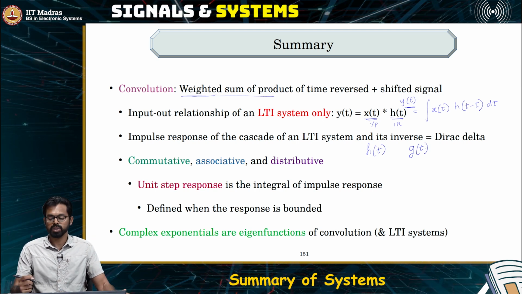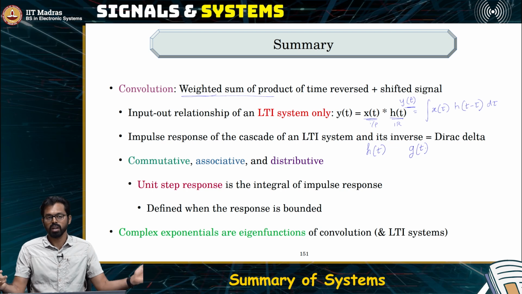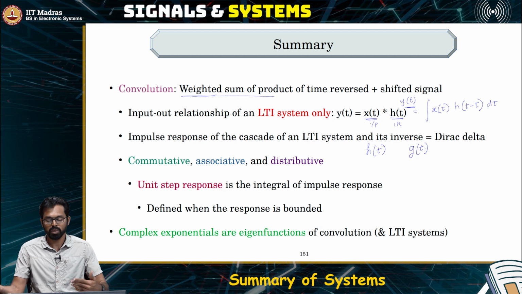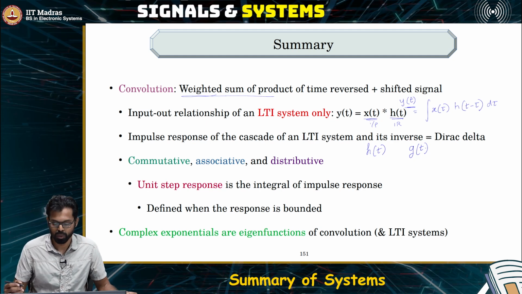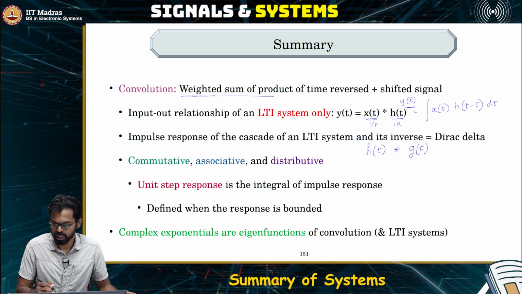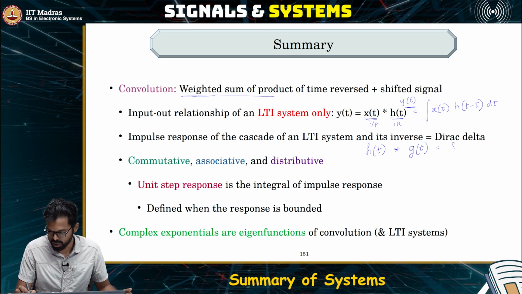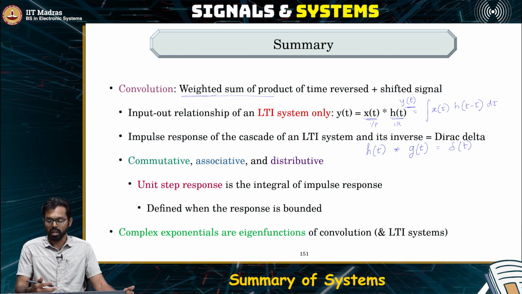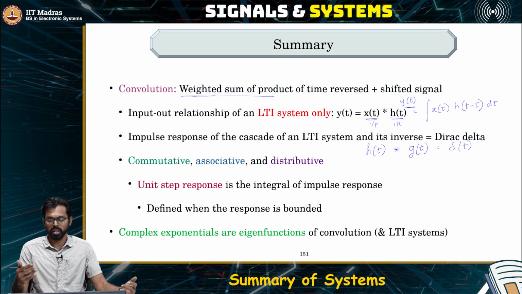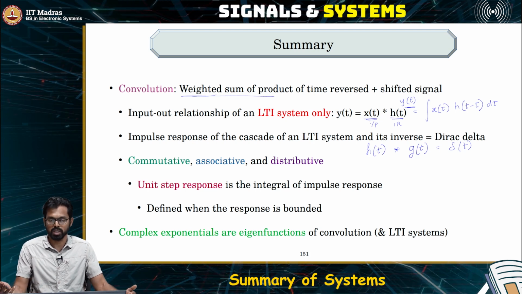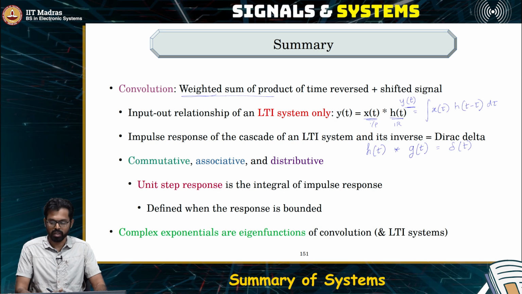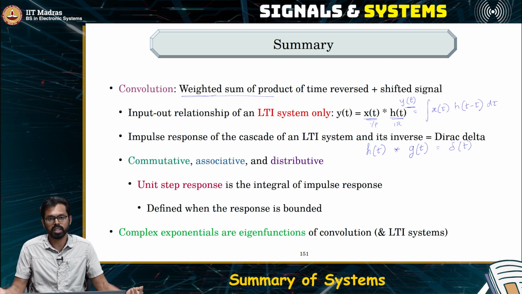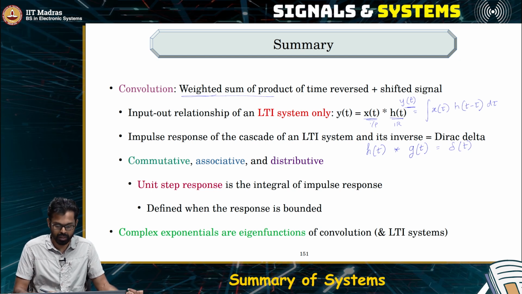Then when you cascade these two, effectively what happens? You get the output of one system, feed it as the input to its inverse, which means its output should be the original input itself. In other words, the convolution of these two impulse responses should produce the Dirac delta. This is a very nice observation that we can use to check if a particular system is an inverse or not. So if I give you two systems and their impulse responses, and you convolve one with the other, and it turns out that you get the Dirac delta as the output, then you can safely say that one system is the inverse of the other.